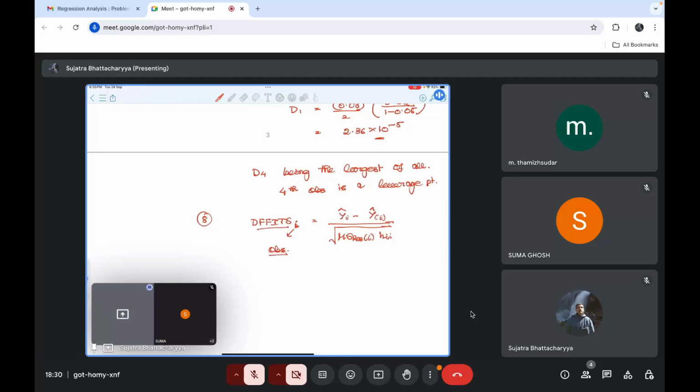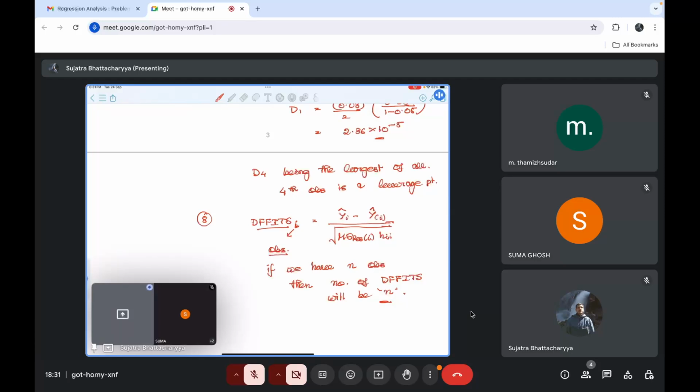So then how many DFFITS will you calculate? If there are n observations, then the number of DFFITS will be how much? n. Because it depends on what? Only the number of observations will be n. Correct? So therefore the correct option is n.